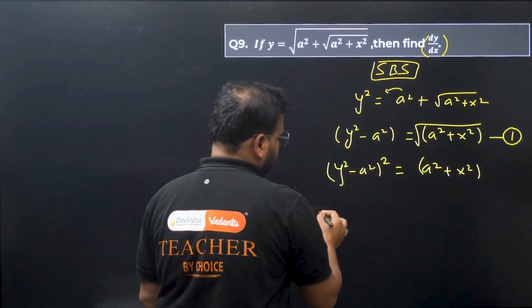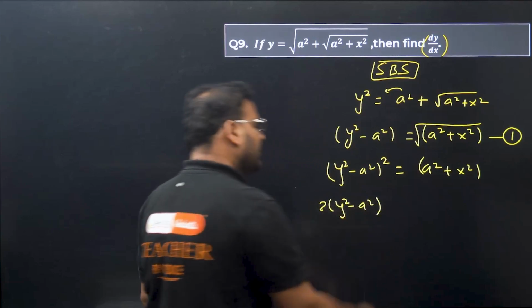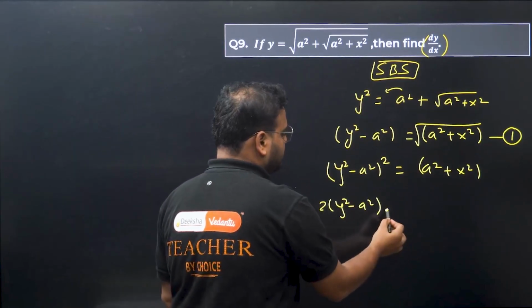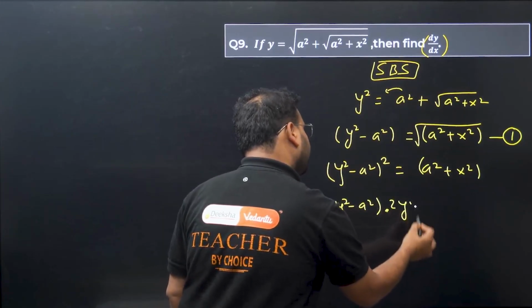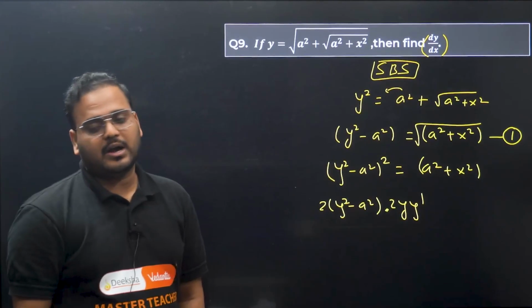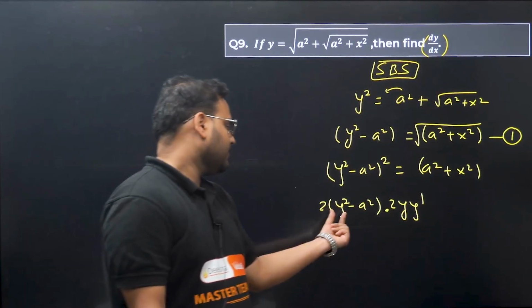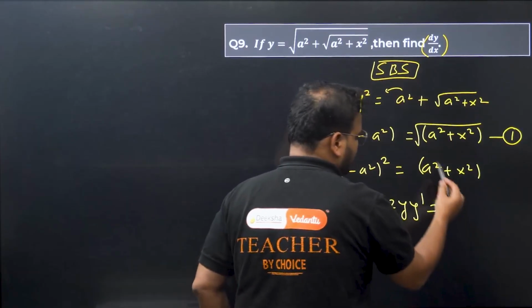Differentiate on both sides. So you'll have here 2 times of same thing, y square minus a square. Is it over? No. Differentiate the bracket also. For differentiation, y square will become 2y y dash, and a square will be simply 0. So minus 0, we don't have to write that. This will become 2y y dash, and for this side we'll have what? We'll have this a square as 0.